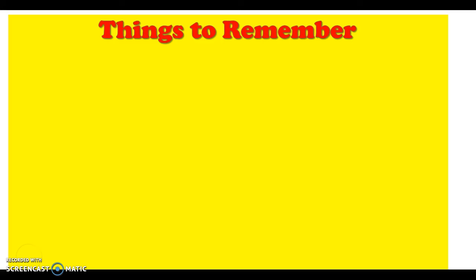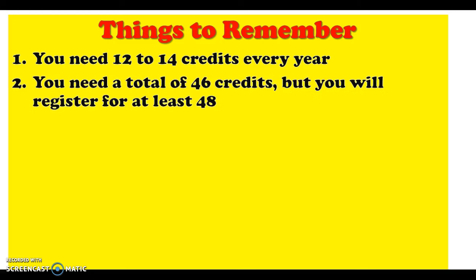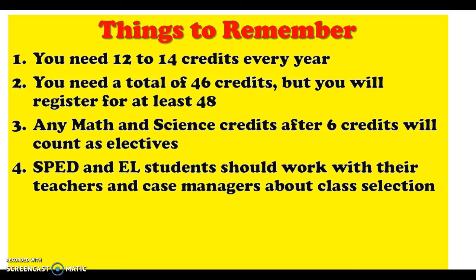However, students, a few things to remember as we do Course Planner. Number 1, you will need 12 to 14 credits every year. Students should sign up for a minimum of 12. Students who are in music, band, or AVID may take 14 credits. You need a total of 46 credits, but you will register for at least 48. That's 12 every year for 4 years. Any math and science credits after the 6 credits will count as electives.